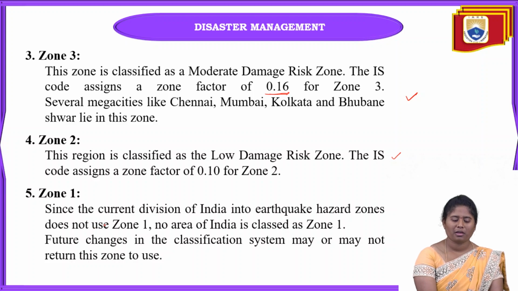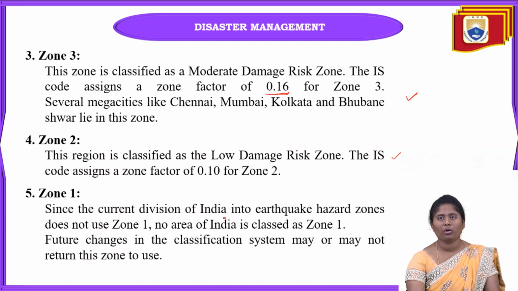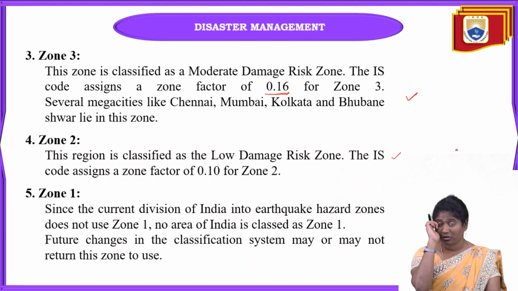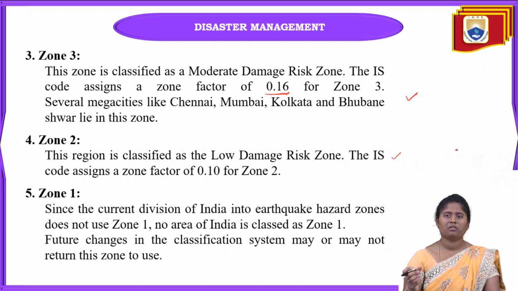I have already written it here. Since the current division of India into earthquake hazard zones, India is not classified as a Zone 1 area. If there are any further changes, then India may also be classed as Zone 1. But up to now, there is no Zone 1 for our India.